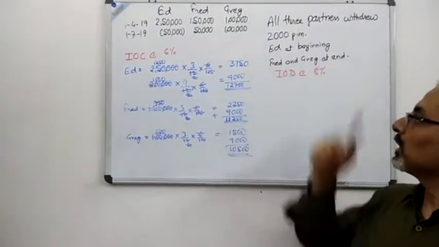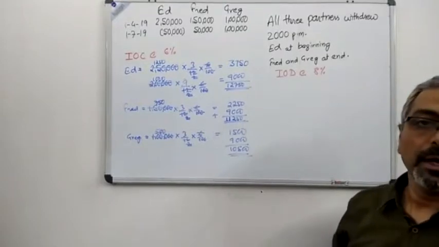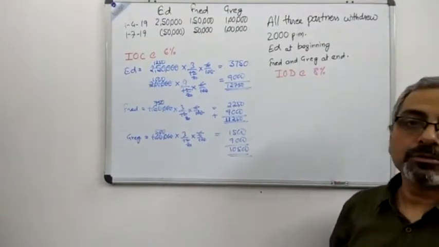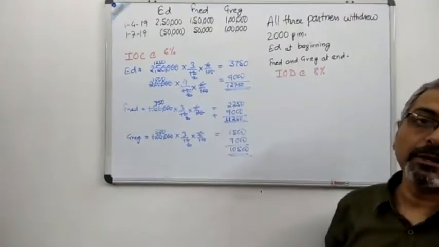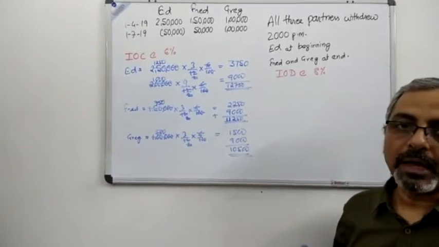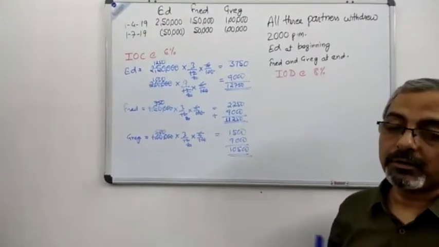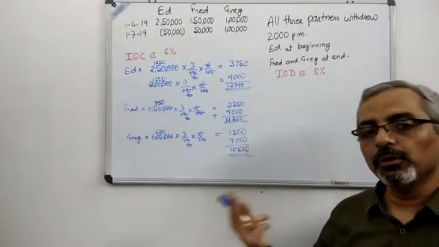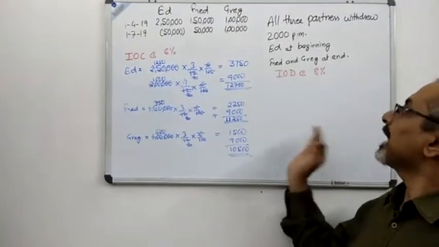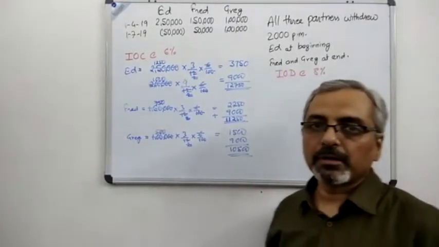The first partner has drawn 2000 per month at the beginning of every month, and the second and the third partner have drawn 2000 per month at the end of every month. So taking that into consideration, we will now calculate the interest on drawing of the three partners, but we need only two calculations. Why? Because you can see Fred and Greg have actually drawn at the end. So if we do the calculations only twice, that will be done.